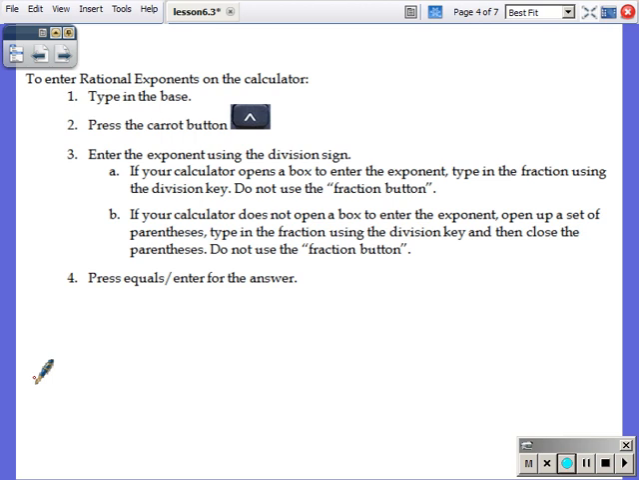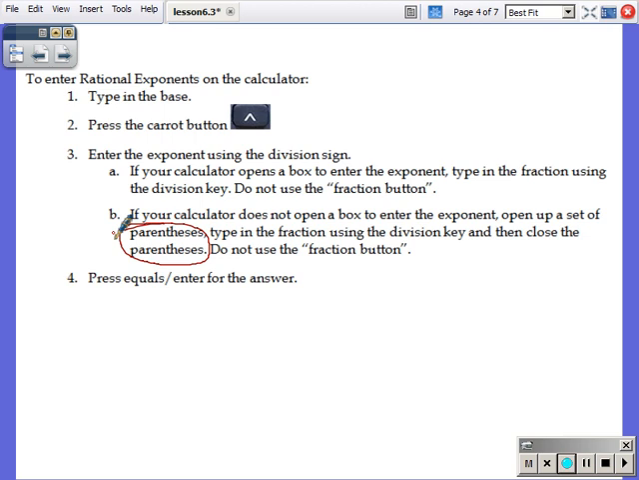The big thing to keep in mind, if you have fractional exponents and you are using that caret button, that exponent button, you must put your fraction in a set of parentheses. So notice I have these parentheses, must use them.